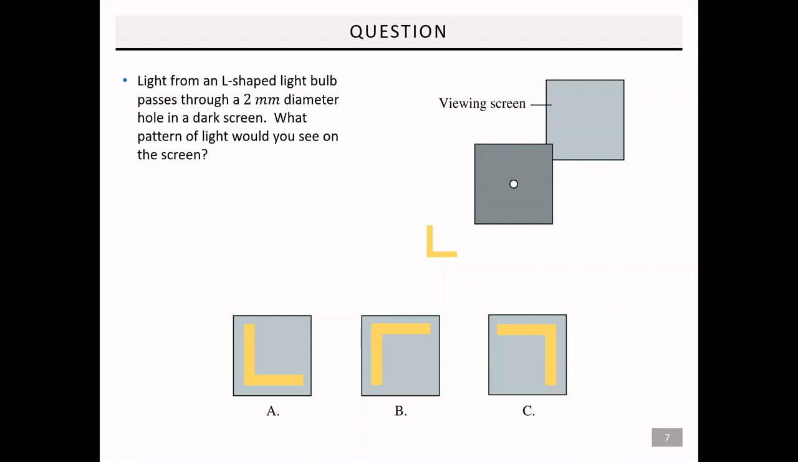And finally, another similar question. This time, instead of a point source of light, you have an L-shaped light bulb. So light will come from this L-shaped light bulb. It's going to pass through the hole in the dark screen. It will show up on the viewing screen. And which of the patterns below will you see on the screen?